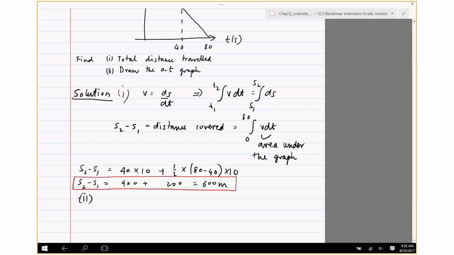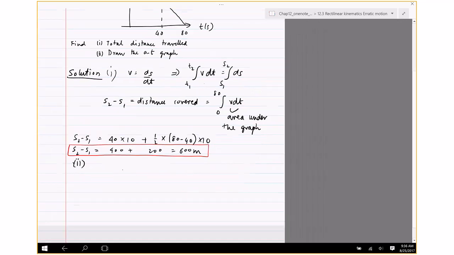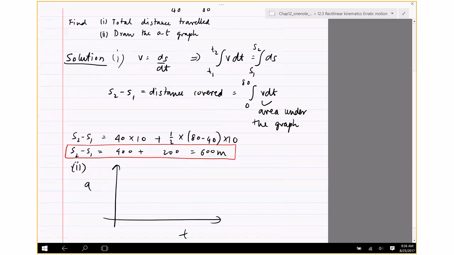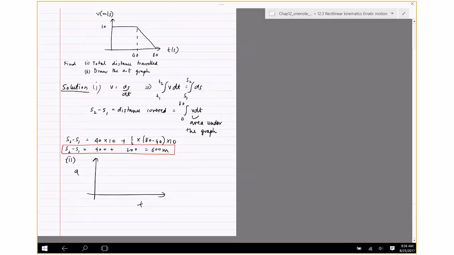So the acceleration time graph. Let me just try to write a relation between acceleration and velocity, and the reason I'm doing that is because I am given the velocity time plot, right? So acceleration is dv dt. So all I need to figure out is the slope of the vt graph in order to draw the at graph.